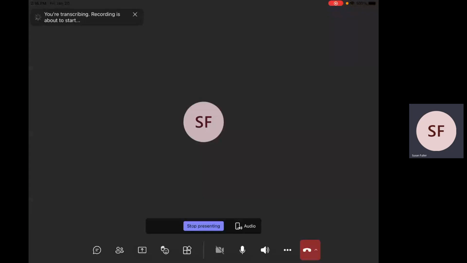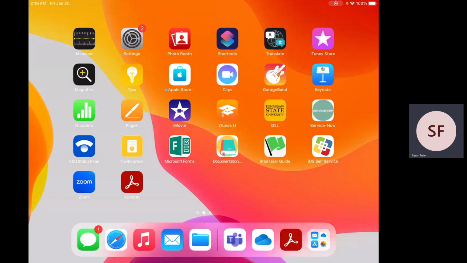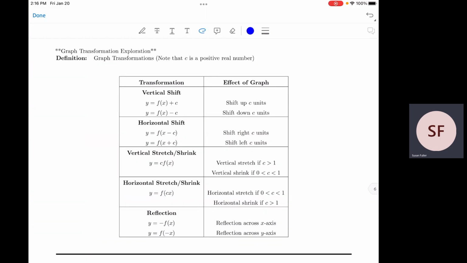All right, hello all. I wanted to make a quick video to help with transformations. So we did an activity in class today to help kind of figure out how these transformations work. We've seen these before, so hopefully this is just refreshing your memory and knocking the rust off.